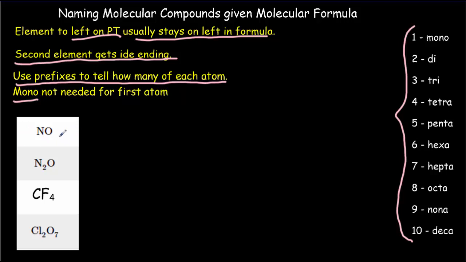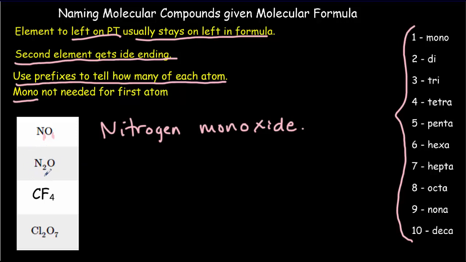So let's try this. This would be mononitrogen monoxide because there's really one of each, but we don't write the mono on the first one. So this one is simply nitrogen, but then we've got to say that there's one oxygen, monoxide. So the default prefix for the first term is mono, and we don't have to write the mono.